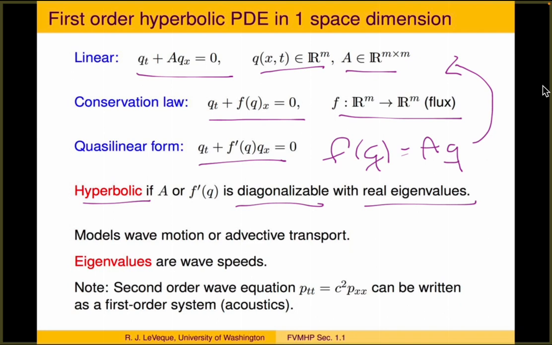By the way, you may be familiar with the second order wave equation, p_tt = c^2 p_xx, which involves second order derivatives. As we'll see later, the acoustics equations can be written in this form, but the more natural form that we're going to derive them in and solve them in the work we do here will be the first order system form of the acoustics equations, which we'll see later.